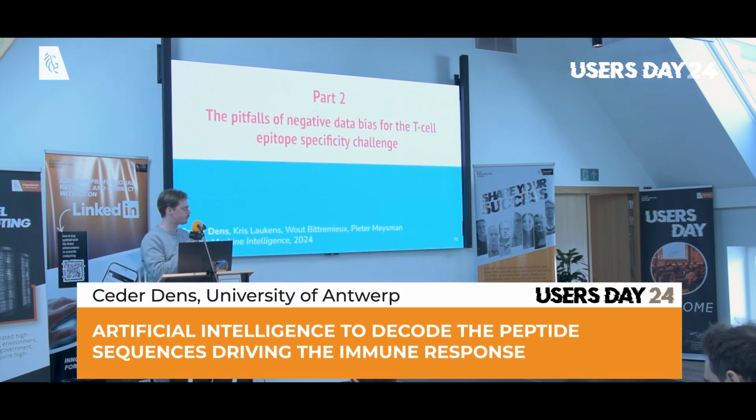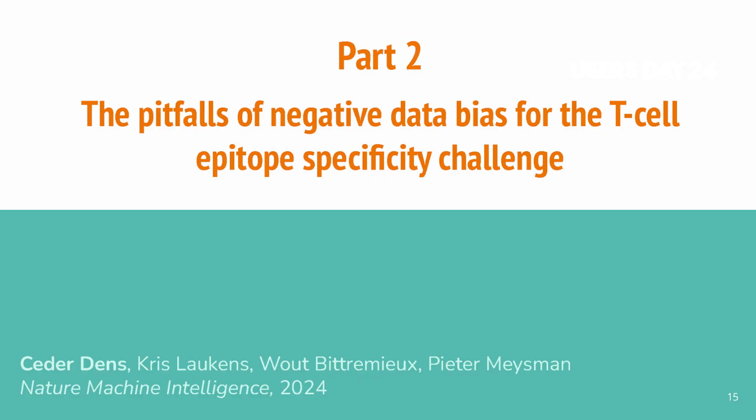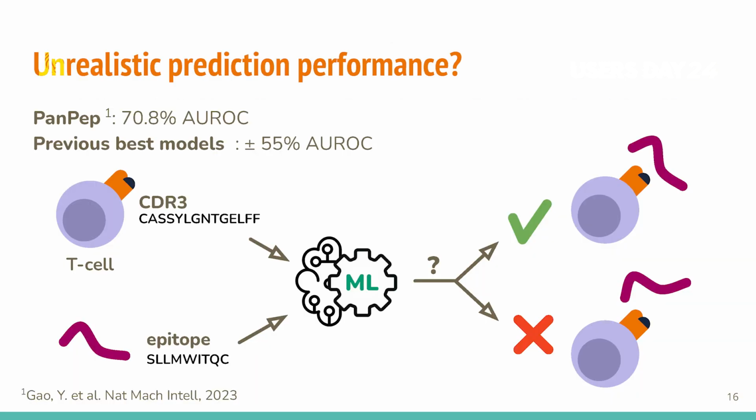In the second part, this is similar research, but on a different model. Last year a new model was published in Nature Machine Intelligence that also tried to solve this problem, and suddenly they reported a performance of almost 71% compared to previous models that were all around 55% only. So as you see, it's a big jump in performance, and we wanted to investigate how this was possible and whether this was actually true.